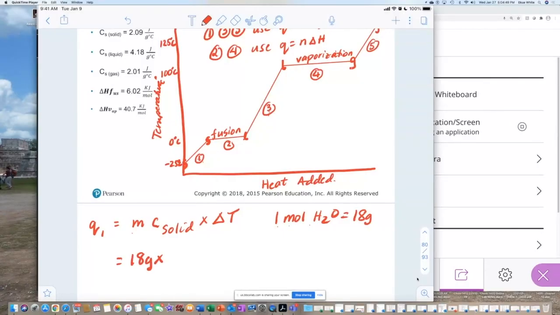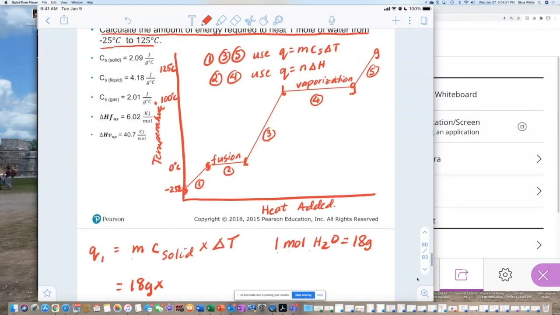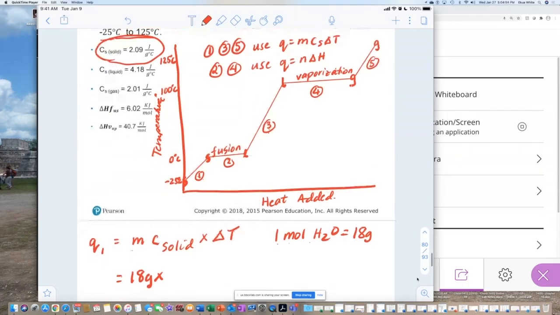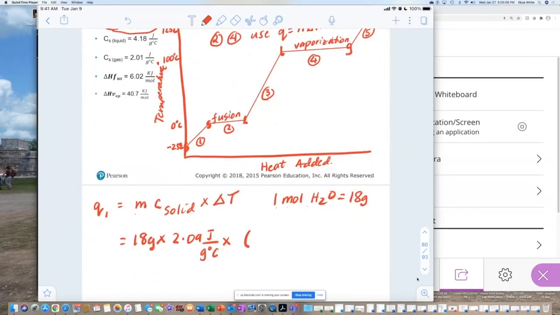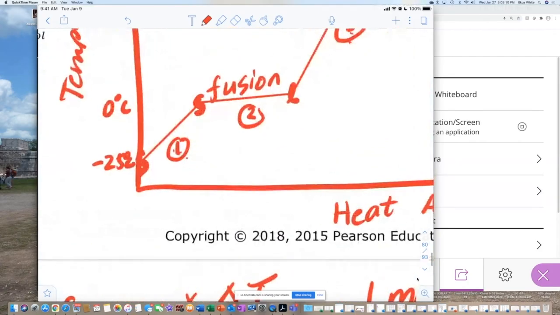And then I have to find C solid, right? C solid will be this number right here, this top one. 2.09 joules per gram per degree Celsius. Okay, now what is my delta T? What is my final temperature and an initial temperature? This is the graph right here. What do you think it is, Jacob? We're dealing with only segment 1. So at what temperature are we starting for segment 1, and where do we end for segment 1? Negative 25 and 0. Okay, great.